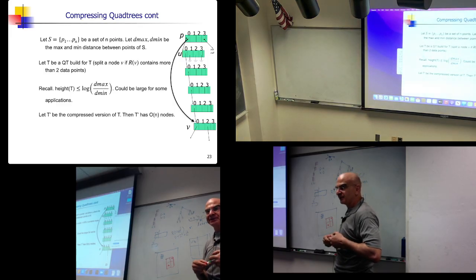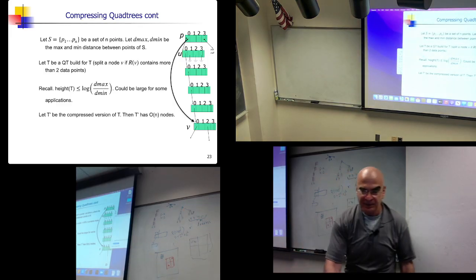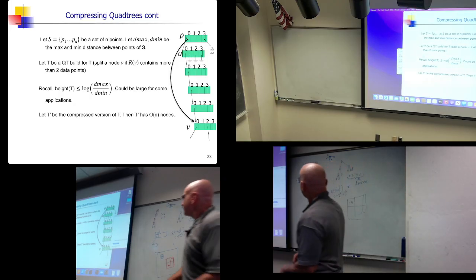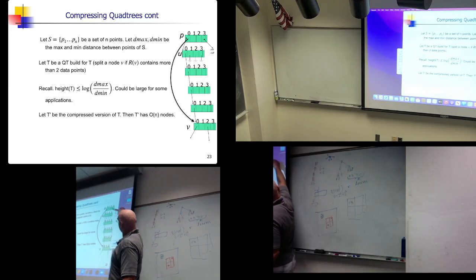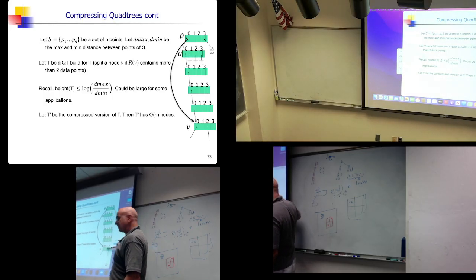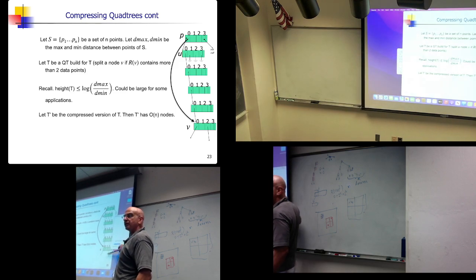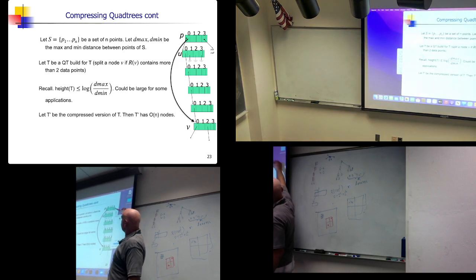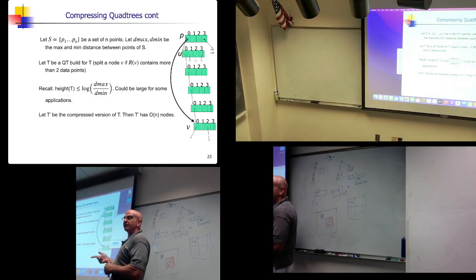Now compress it. What does my compression do? Let P survive my compression. V survived my compression. Why? Because it's either a leaf and contains a point, or it has two children. P survived my compression because it has two children or more. So after my compression, what did I eliminate? Every node that has a single child is eliminated.